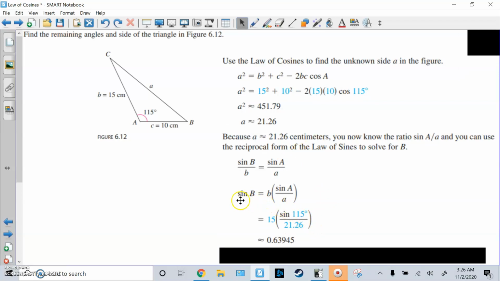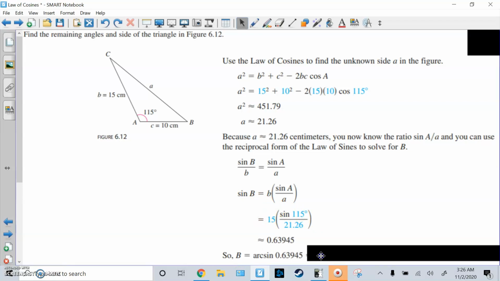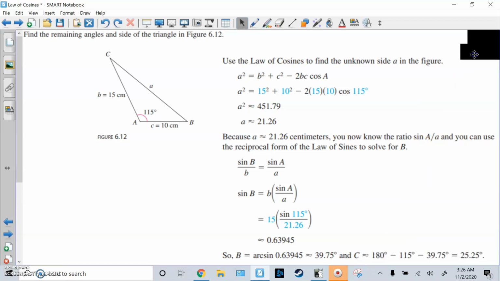So they found sine of B is 0.63. You want to find B by arc sining that. So B equals arc sine of 0.63. That's a calculator. You get 39.75 degrees. Then you do the triangle sum: add up the two angles, subtract from 180 to get the remaining angle of the triangle.